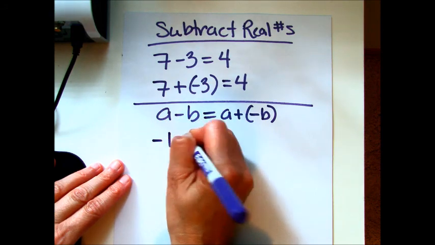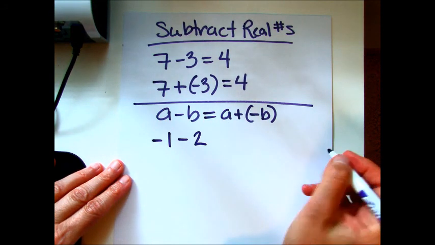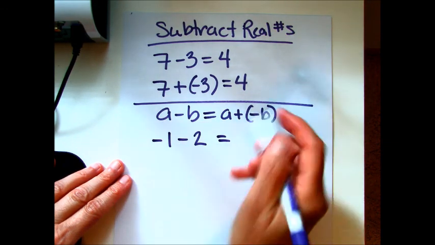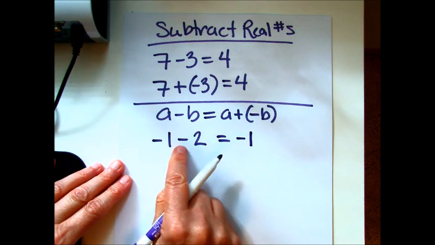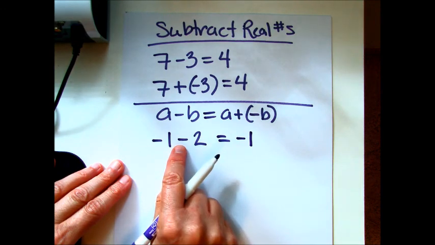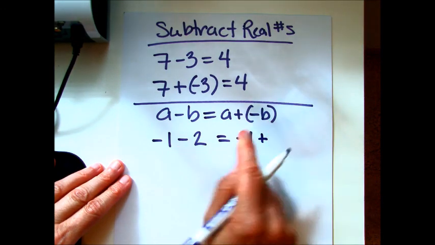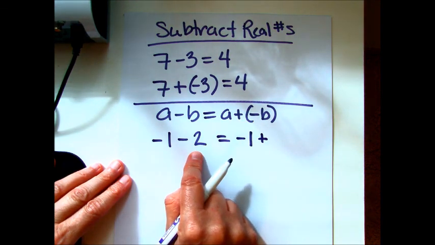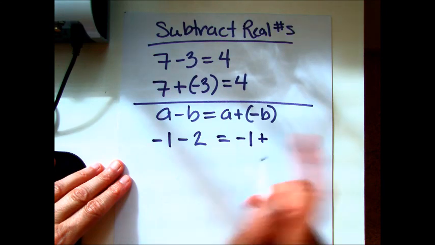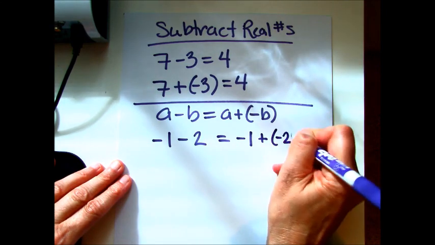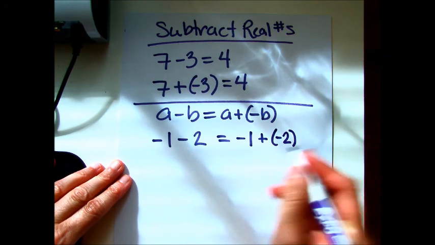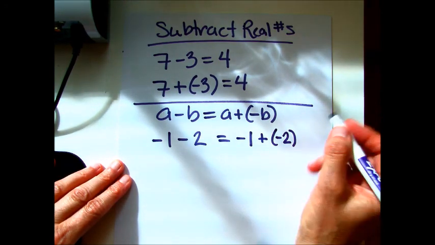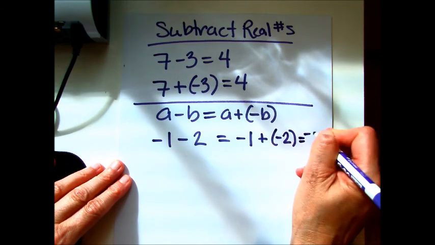So, for instance, if we have negative 1 minus 2, I can rewrite this. Notice A is going to stay the same, so negative 1 is written out. I'm going to change this subtraction to addition. And I'm going to take the opposite of the B value. Now this number is really a positive number, so it's going to become a negative 2. Now when we are adding negative numbers, we're combining them, so we get a negative 3.